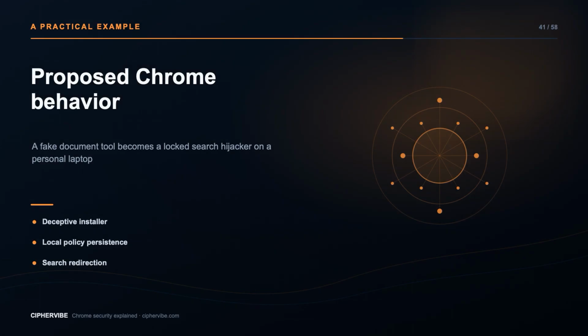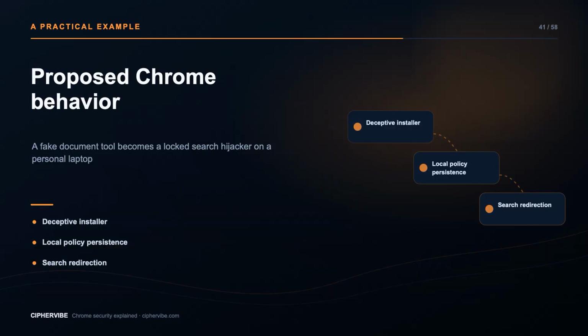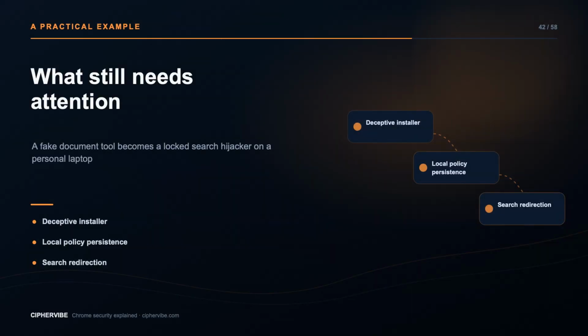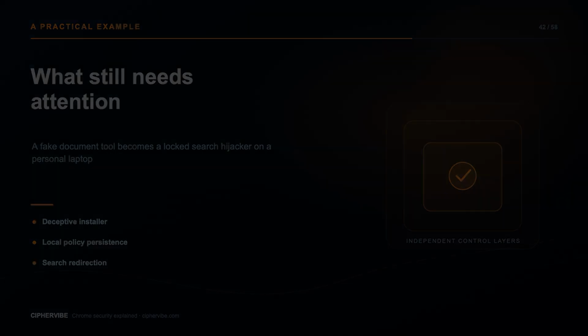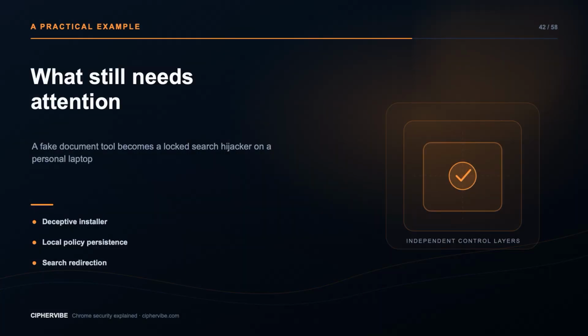On an unmanaged device, Chrome would recognize the override pattern, cancel the policy installation, and remember the blocked identifier. Blocking the extension does not remove the original unwanted program, so the underlying computer still needs investigation and cleanup.